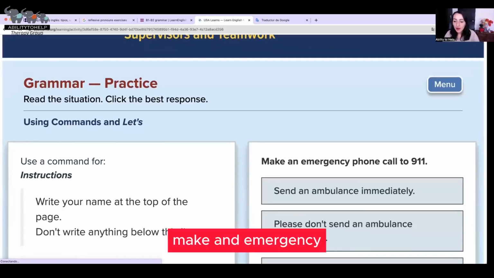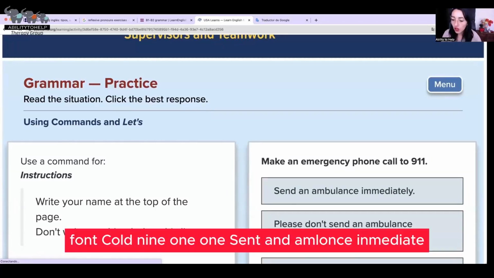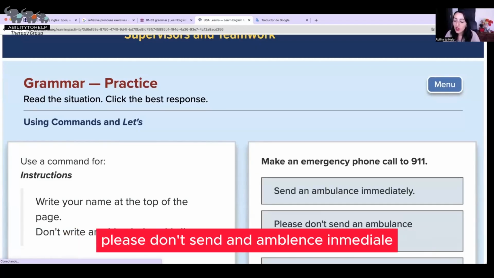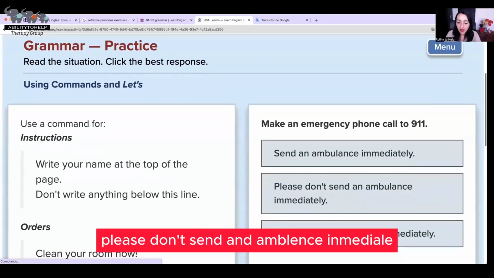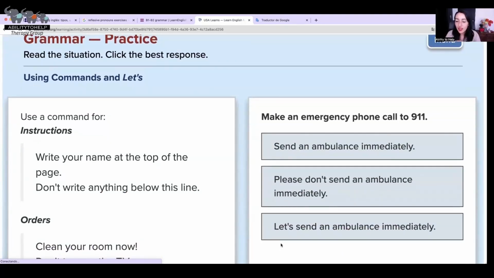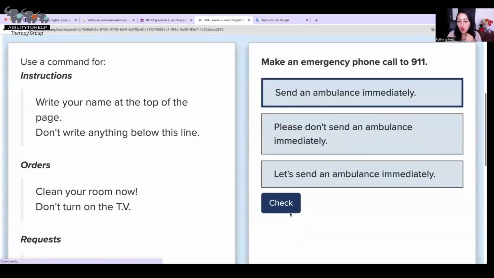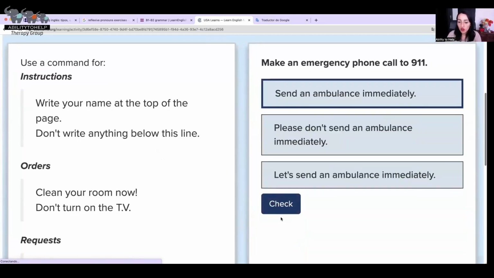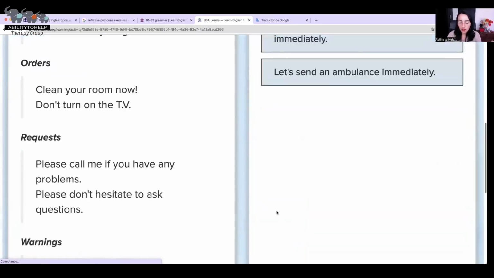Make an emergency phone call, 911. Send an ambulance immediately. Please don't send an ambulance immediately. Let's send an ambulance immediately. So, make an emergency call. I think the real option is the first one. Please don't, no. Send an ambulance. No. Let's send is not right, the first one is, because it's not an invitation. Just you need that.